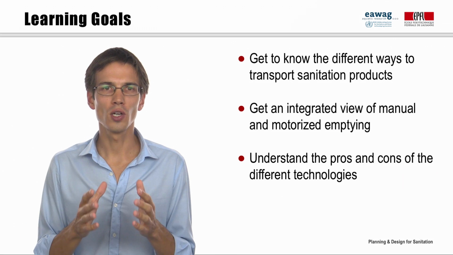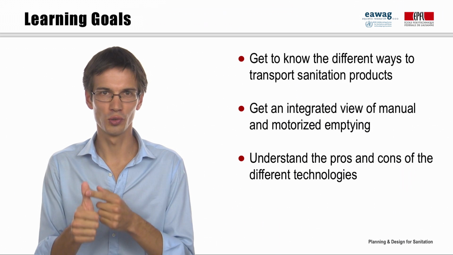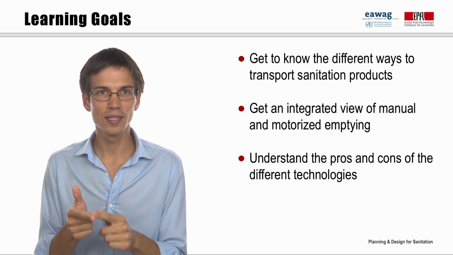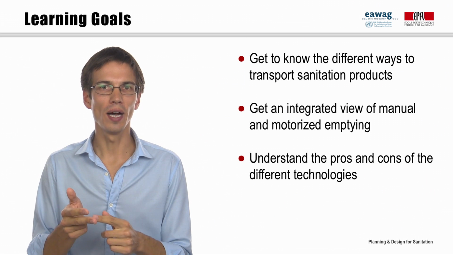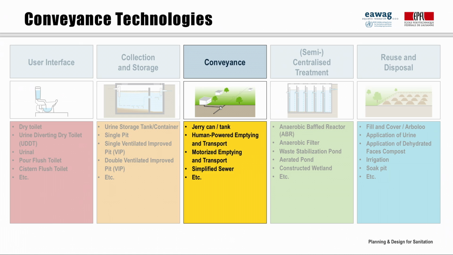We have three learning goals for this module. First, to get to know the different ways to transport sanitation products. Secondly, to get an integrated view of manual and motorized emptying. And finally, to understand the pros and cons of the different technologies. Let's start. We will take a look at the different ways to transport sanitation products, focusing first on manual ways and then on motorized ways.